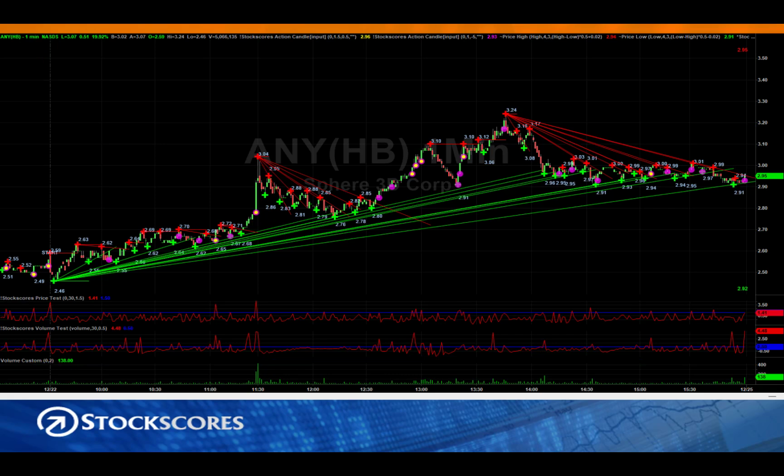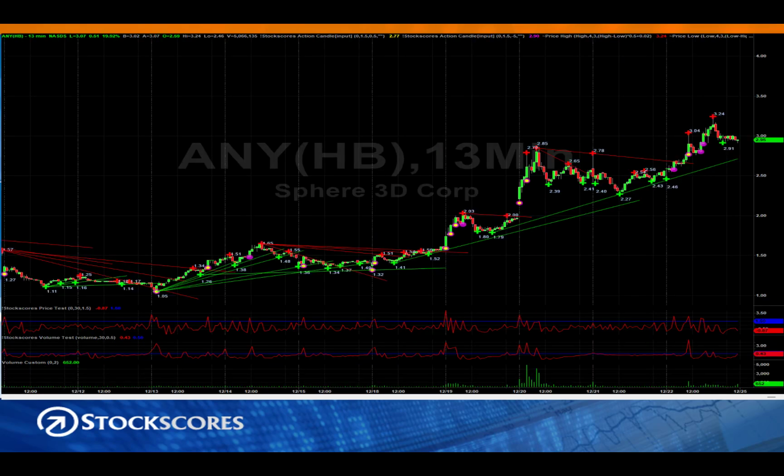Okay, and we can plot that on different time frames. So here it is on the 13-minute chart. I can see that on this volume bar right here, it traded about 5,000 times. So it was very actively traded. So we refer to that as liquidity. How actively traded the stock is depends on the number of trades.